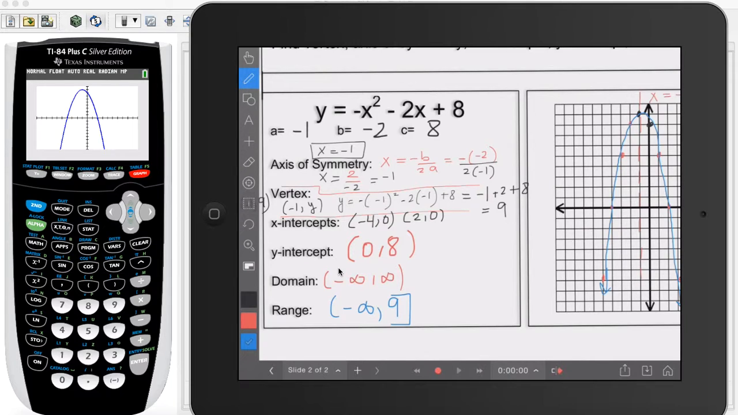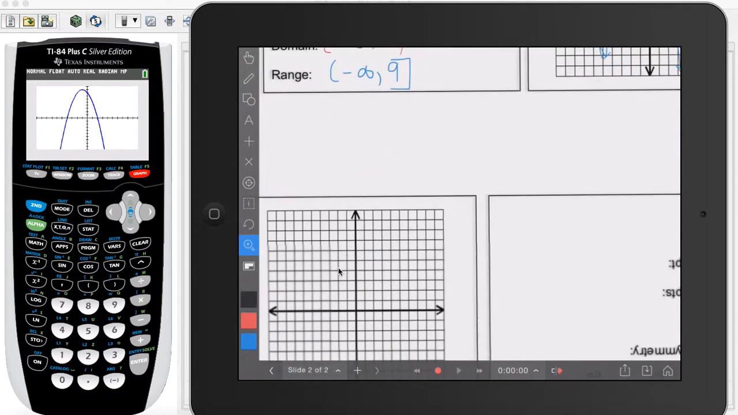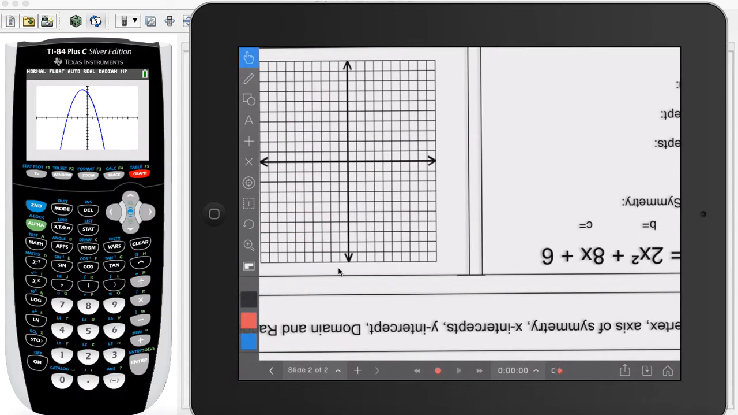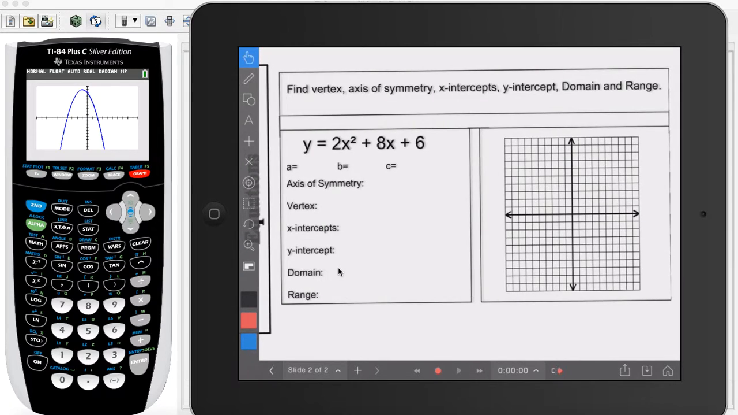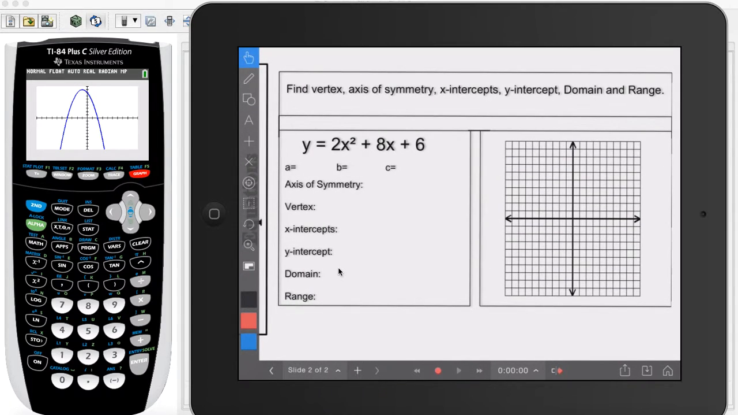Now let's move on to example number 2. What we're going to do is do this on the calculator and then do it algebraically. Now remember, if I need you to show me the work, you have to do the vertex algebraically. Now let's go ahead and graph it.